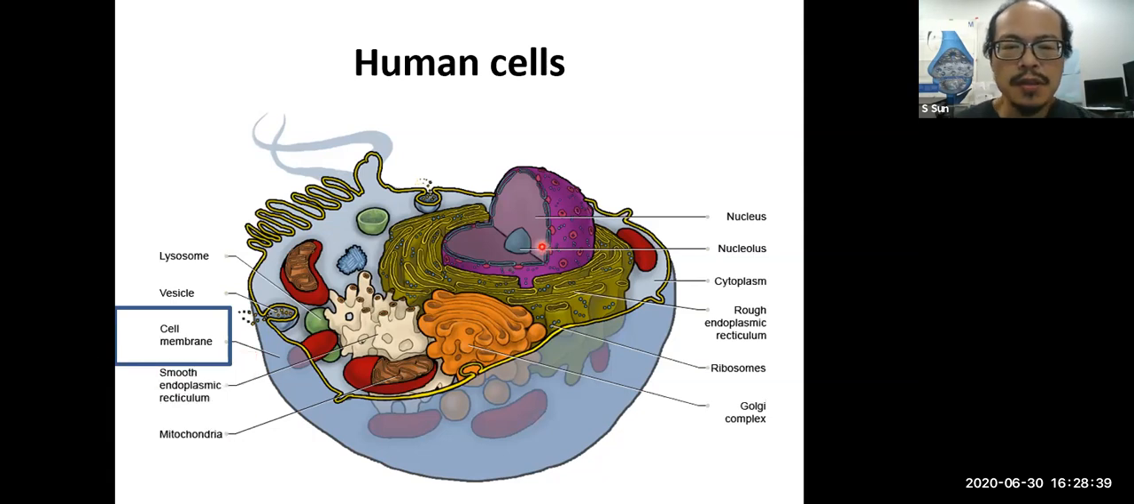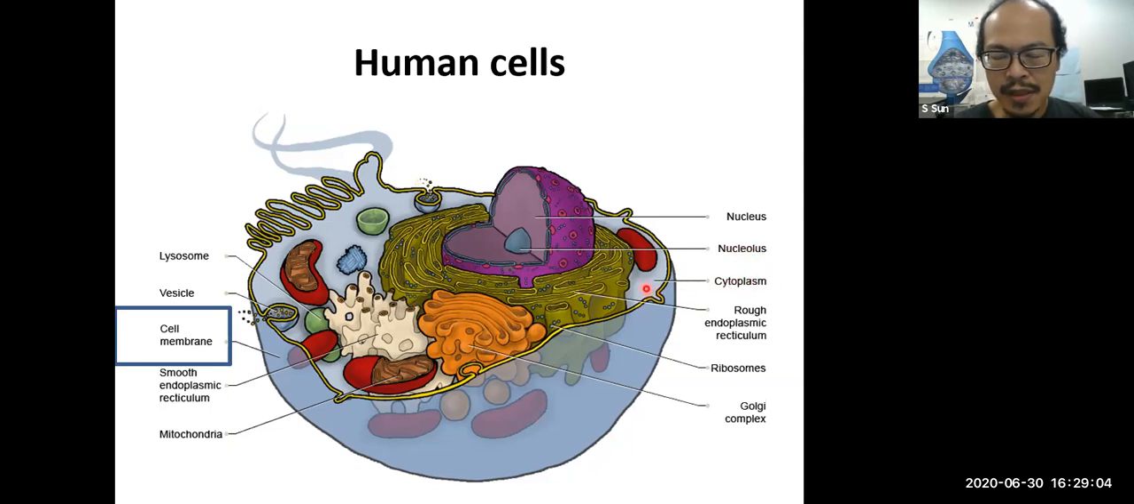We have the cell nucleus. Not all cells have a nucleus, but most cells do. Red blood cells do not have a nucleus. A lot of organelles, cell membrane. So here we have the different organelles, the nucleus, and inside the nucleus we have the nucleolus.